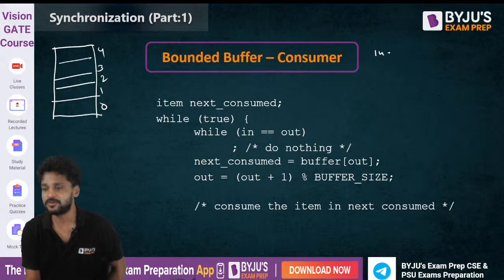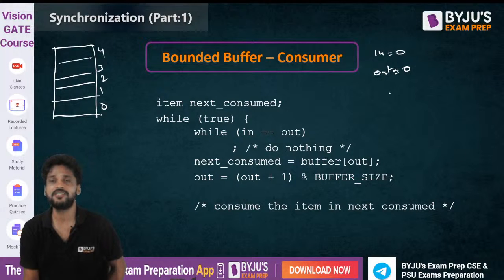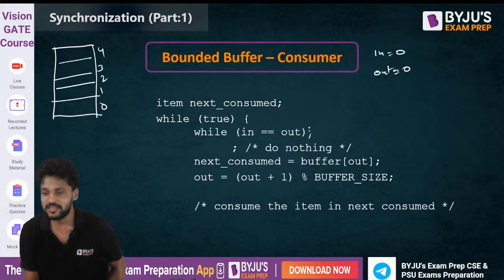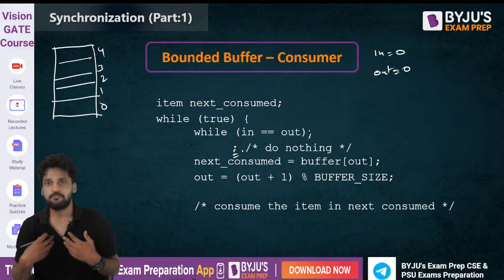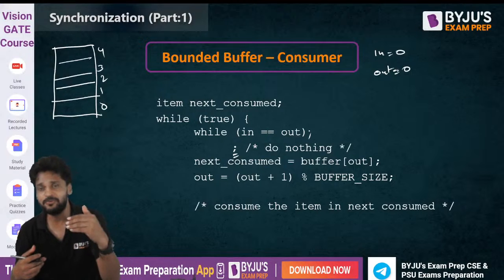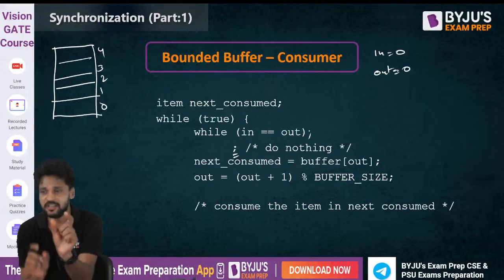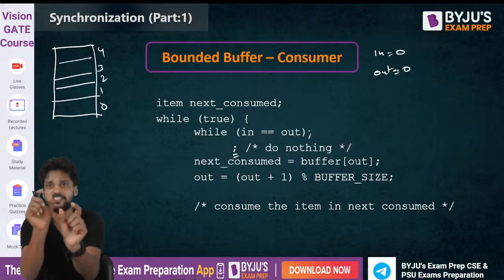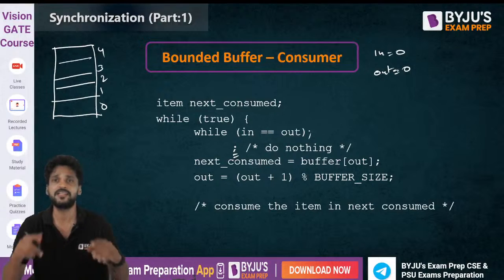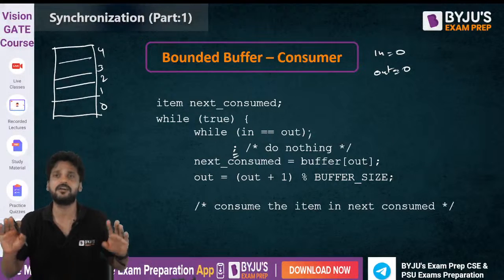Initially in is equal to 0, out is equal to 0, right? That means the producer did not start its production. Obviously the consumer will not continue. He will be caught in the while loop. While in is equal to out, he will be caught in the infinite while loop. So I'm the consumer. Before I get into actual consumption, I will check if in is equal to out. If it is equal to out, I will be caught in the infinite while loop. I will not be coming out of the infinite while loop.